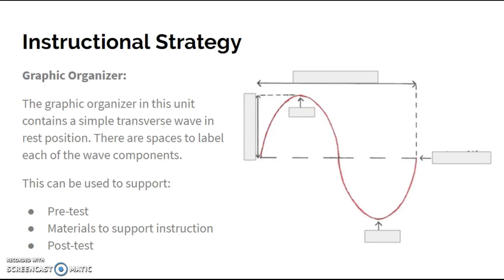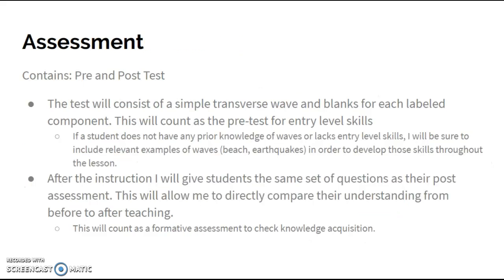The graphic organizer in this unit contains a simple transverse wave in rest position. There are then spaces to label each of the wave components. This graphic organizer can be used to support the pretests in order to gather entry-level skills, as a material to support instruction during note-taking and simulations, and finally as a post-test to see if students have learned to label all of the components. The graphic organizer can be used as an assessment as well.